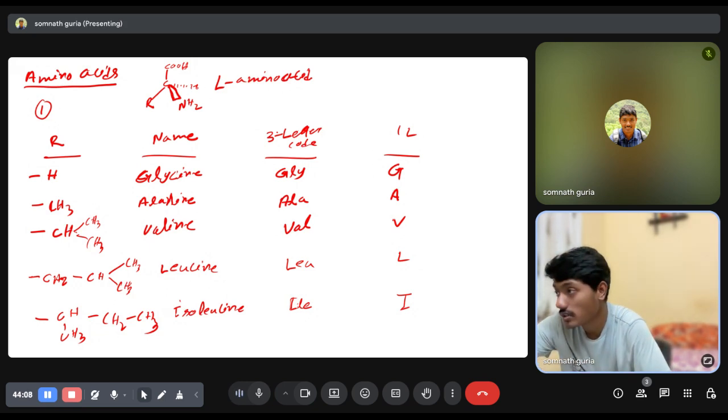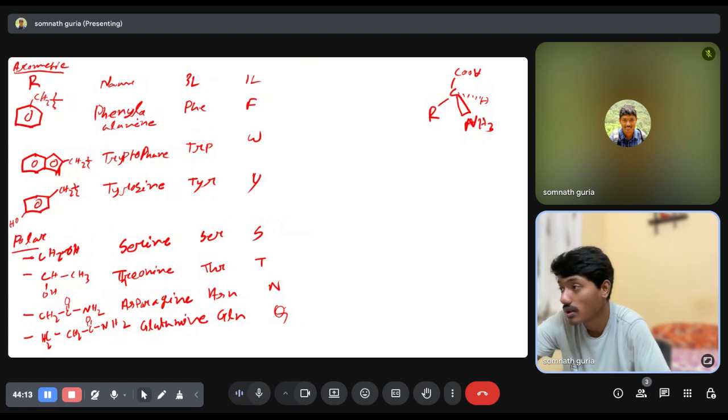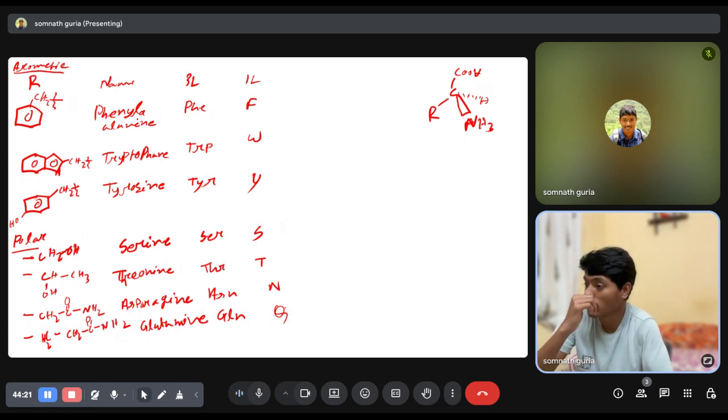So these are the aliphatic amino acids. These are the aromatic amino acids, where we find some aromatic group attached as an R group. One is the benzyl group, another is the indole group, another is the phenolic group, which is tyrosine.